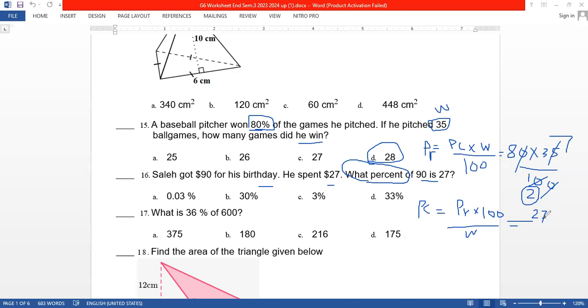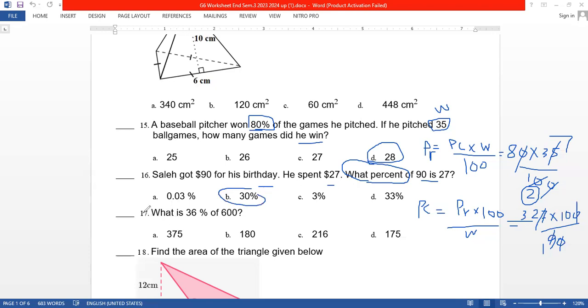This is the money he spent. Multiply 100 over the whole, which is 90. As I told you before, we can simplify 0 up, 0 down. Now, 27 is simplified by 9, which is 27 divided by 9 equals 3. 9 divided by 9 equals 1. Here we have 1. Here, we have 3. Now, 3 multiply 10 equals 30. So the answer, because he asked me what percent, is 30%.